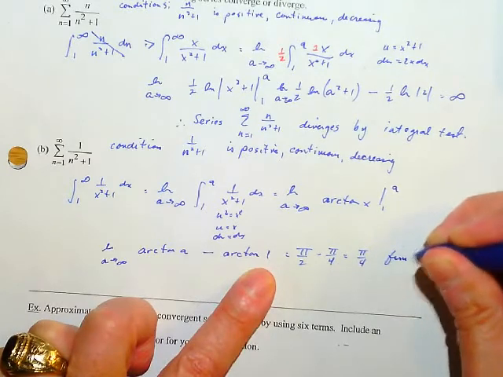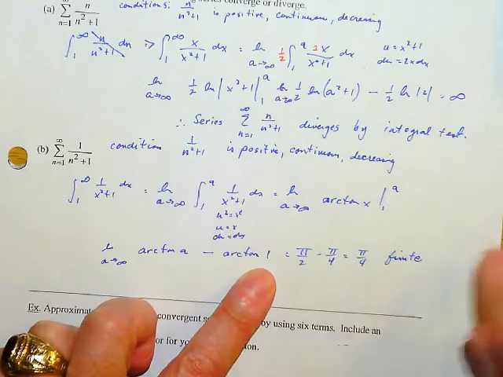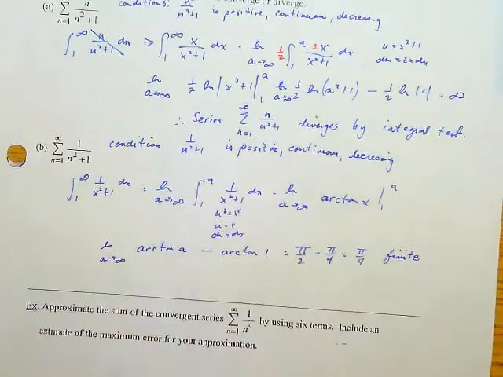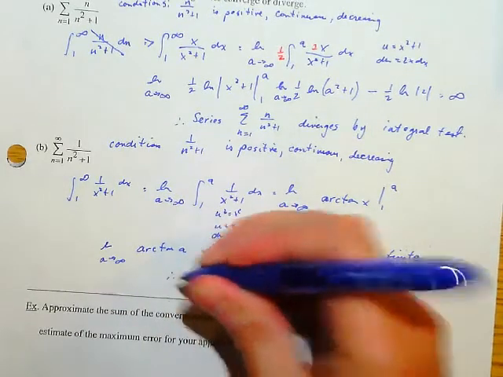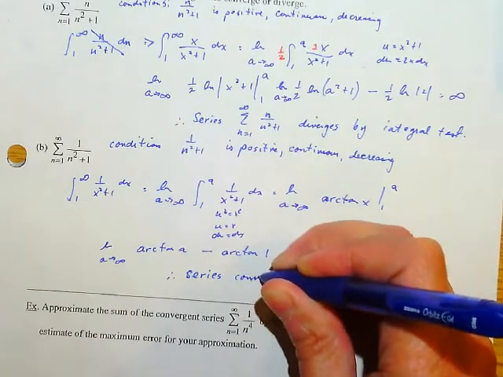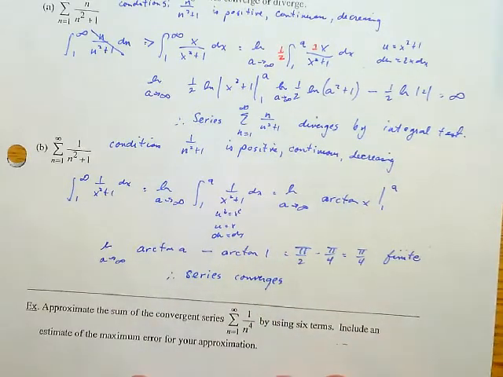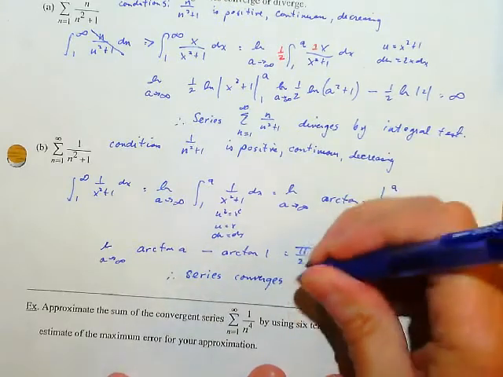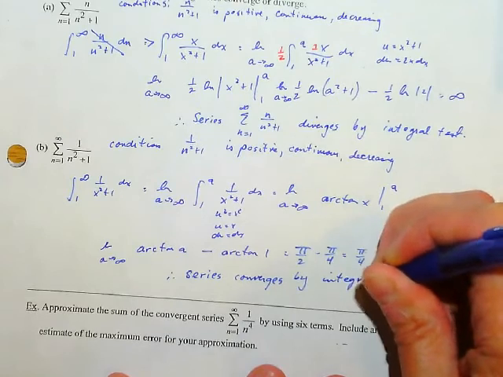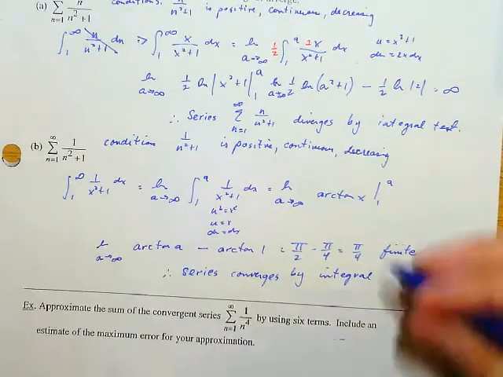That's finite. Before, the first example, it was infinite, so these series diverged because that's infinite. Well, since this is finite, therefore, our series converges. The integral acts the same as the series and vice versa. So the series converges by the integral test. Any questions, let me know. Email me or message me. Okay? The series converges by the integral test.